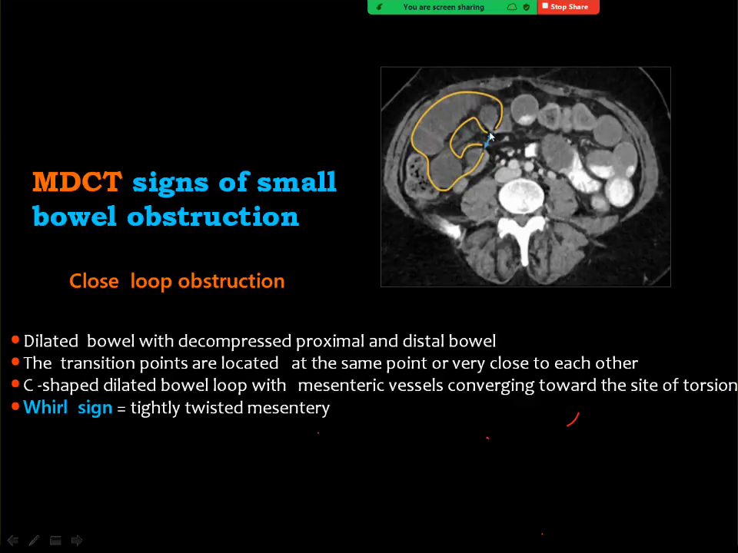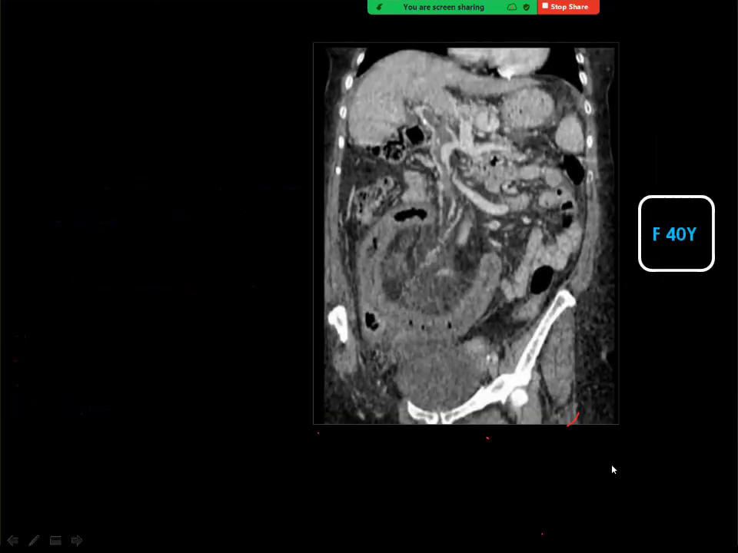This is what I mean. There is a loop that looks like a C curve, then the proximal and distal bowel are not affected, and the end points of the loop are very close to each other, and sometimes you got the twisted mesentery forming a whirl sign in this anatomic location. Next case.